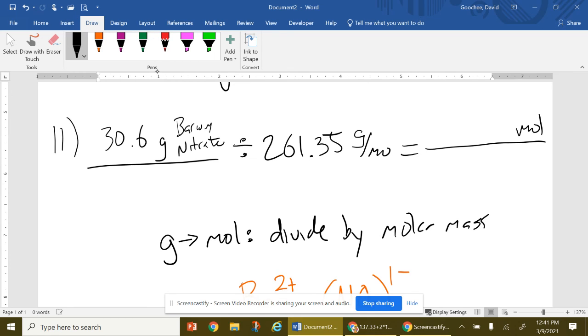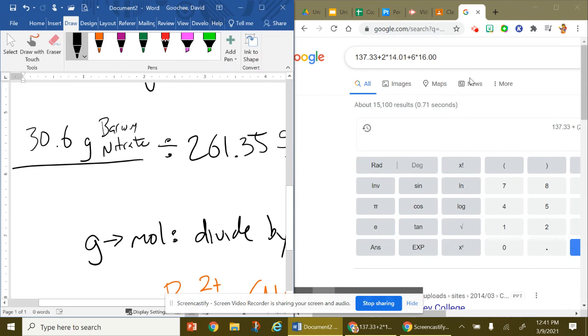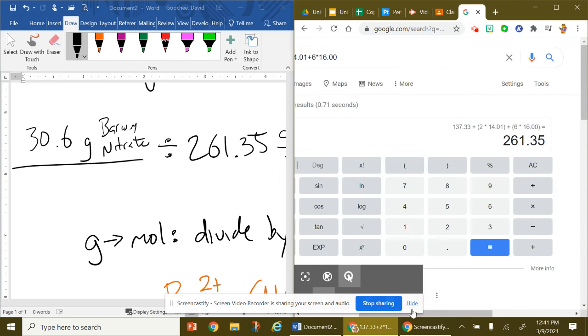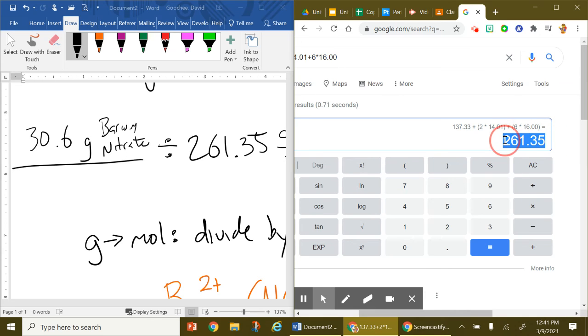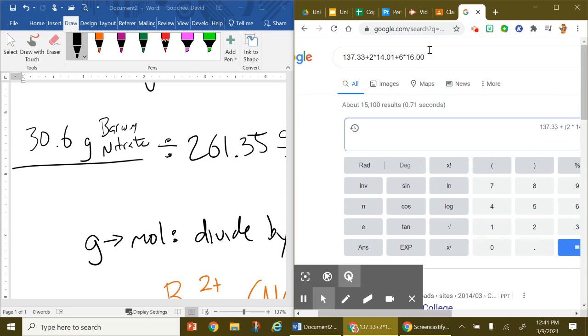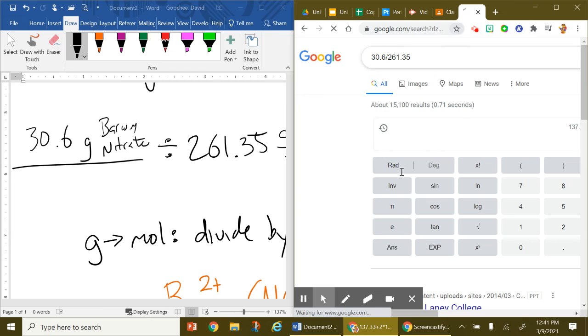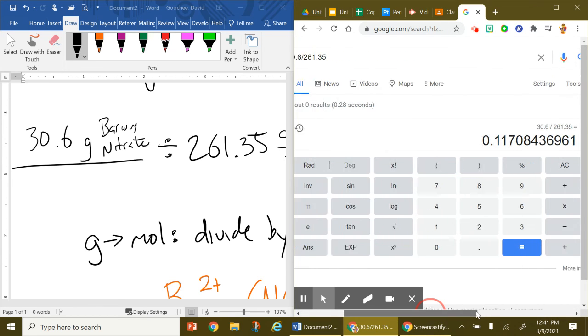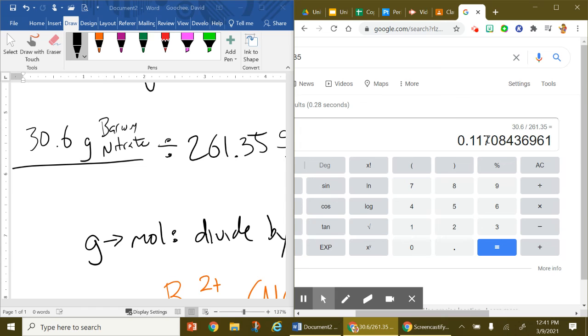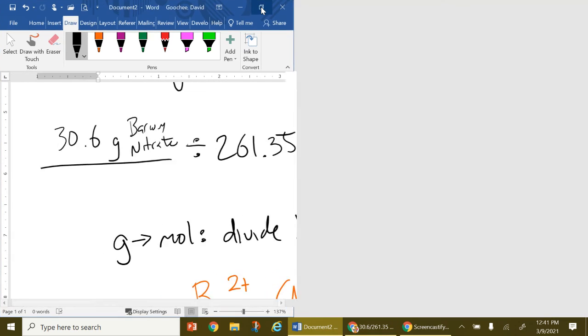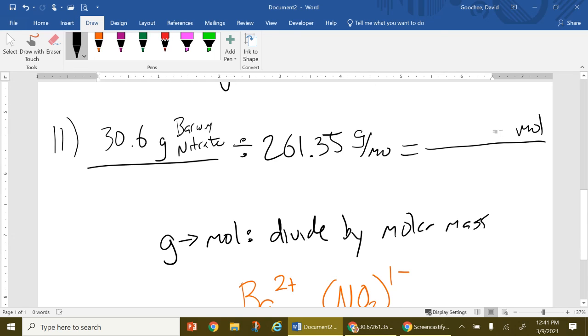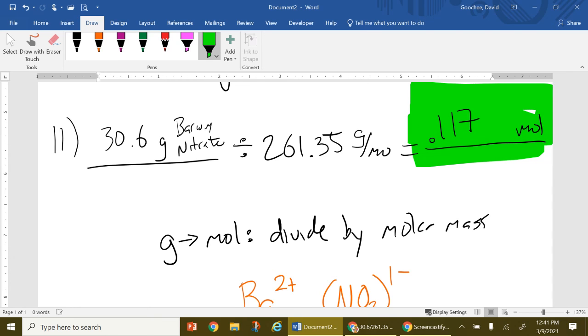So I'm taking 30.6 and dividing it by 261.35. Okay, so let's see here. 30.6 divided by 261.35. I get, what do I get? 0.117 moles. All right? 0.117 moles. Let's see if that's right.